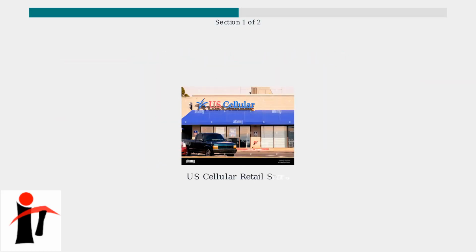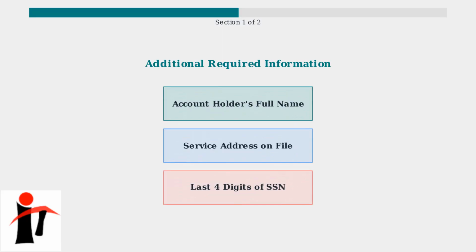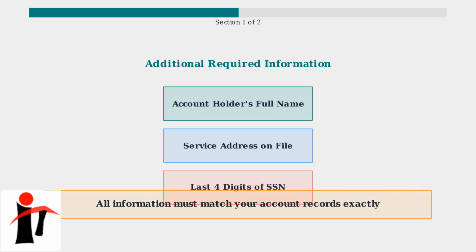US Cellular retail stores are conveniently located and staffed with representatives who can help you obtain your transfer PIN and verify your account information. In addition to your account number and transfer PIN, you'll need 3 more pieces of information. The account holder's full name must match exactly what's on file. You'll also need the service address associated with your account and the last 4 digits of the account holder's Social Security number. Remember, all information must match your account records exactly.